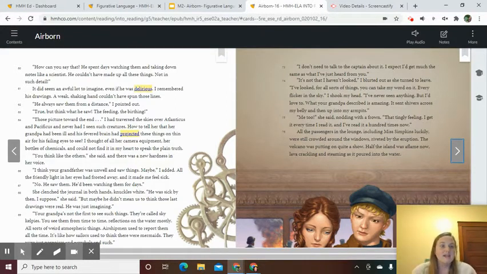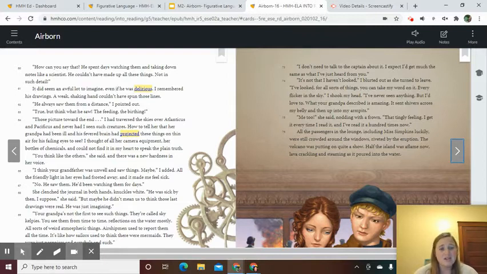How can you say that? He spent days watching them and taking down notes like a scientist. He couldn't have made up all these things, not in such detail. It did seem an awful lot to imagine. Even if he was delirious, I remembered his drawings. A weak, shaking hand couldn't have spun those lines. He always saw them from a distance, I pointed out. True, but think what he saw, the feeding, the birthing. Those pictures toward the end. I had traversed the skies over Atlanticus and Pacificus and never seen such creatures.